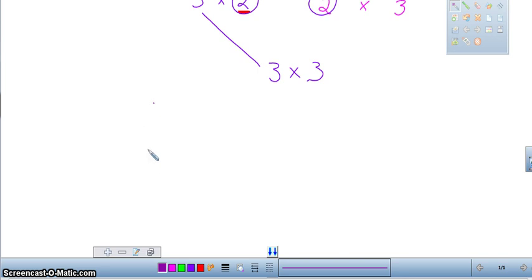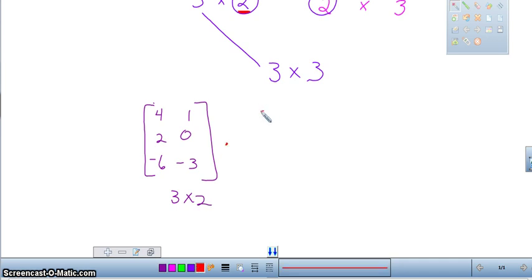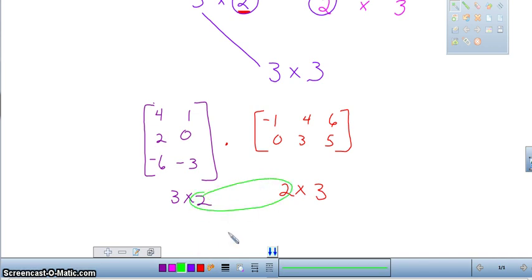I'm going to start with this matrix: 4, 1, 2, 0, negative 6, negative 3. This has 3 rows, 2 columns, so it's a 3 by 2. And I'm going to multiply that by the matrix negative 1, 4, 6, 0, 3, 5. This one has 2 rows, 3 columns, so it's a 2 by 3. So it looks kind of like that example I started up there. These match, so I'm going to end up with a 3 by 3 matrix.